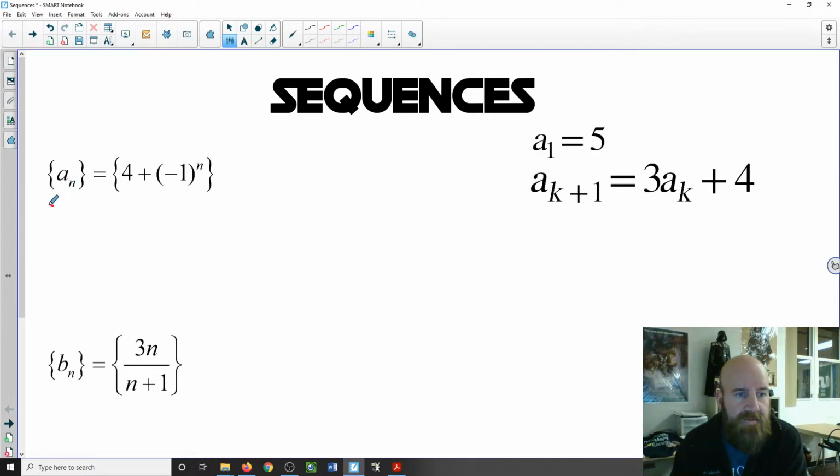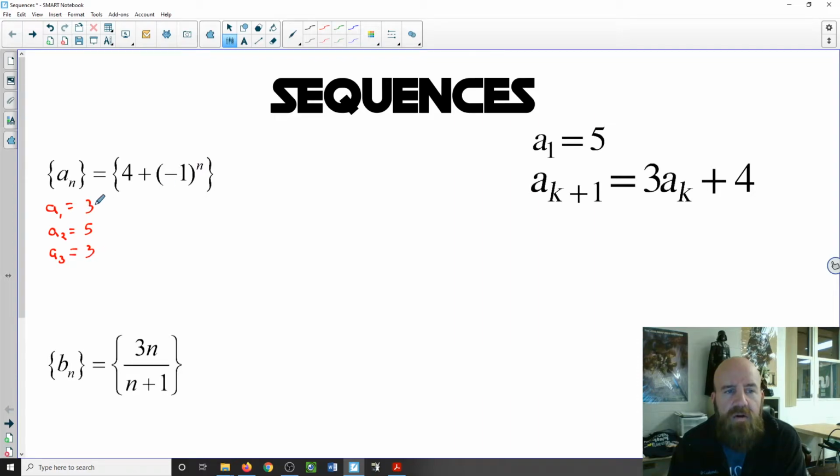For example, we have a sub 1. The first term is represented by that 1 as the n value. So we plug in 1 for n, and we calculate. 4 plus negative 1 to the 1 power, that's going to be 3. Then we go to the second term, a sub 2. Plug in 2. So 4 plus negative 1 squared would be 5. And we continue on. A sub 3, plug in 3, we end up getting 3.